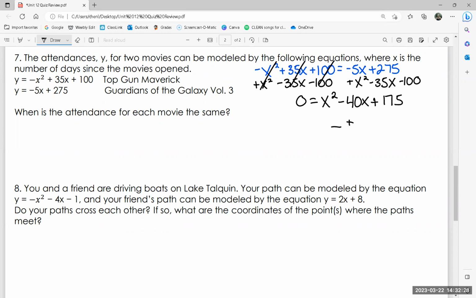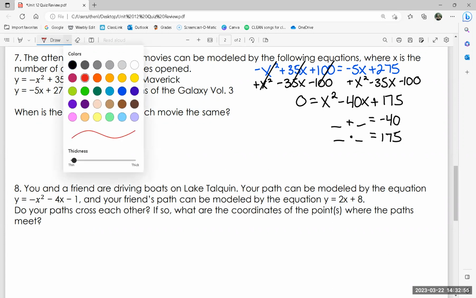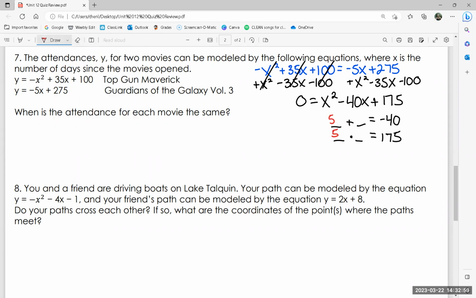So I'm looking for two numbers that add to equal negative 40 and multiply to equal 175. I'm going to guess and check to find some values. Let's see. 175 is not divisible by 2, not divisible by 3, not divisible by 4, but is divisible by 5. Specifically, it would be 5 and 35. In order to make this work, I need them both to be negative, so a negative 5 and a negative 35. So this factors into 0 equals x minus 5 times x minus 35.